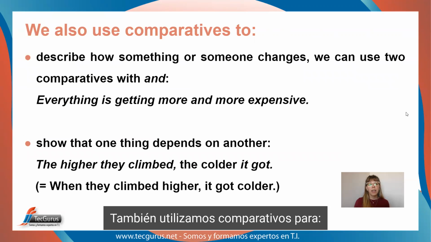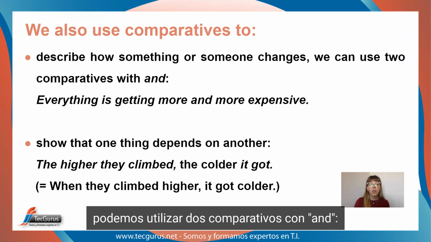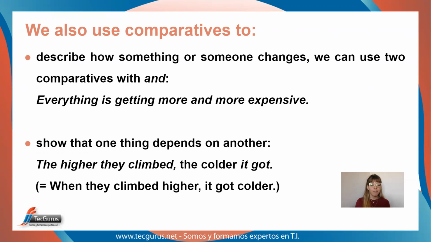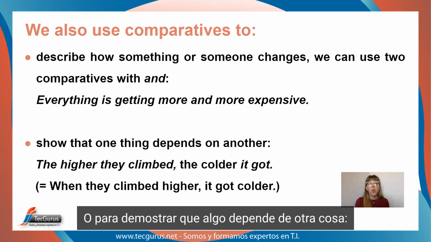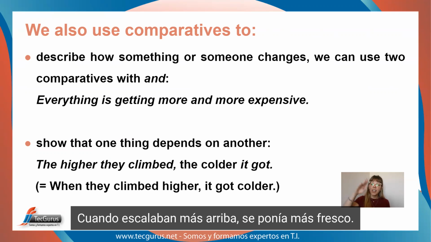We also use comparatives to describe how something or someone changes. We can use two comparatives with and. Everything is getting more and more expensive. Or show that one thing depends on another. The higher they climb, the colder it got. When they climbed higher, it got colder.